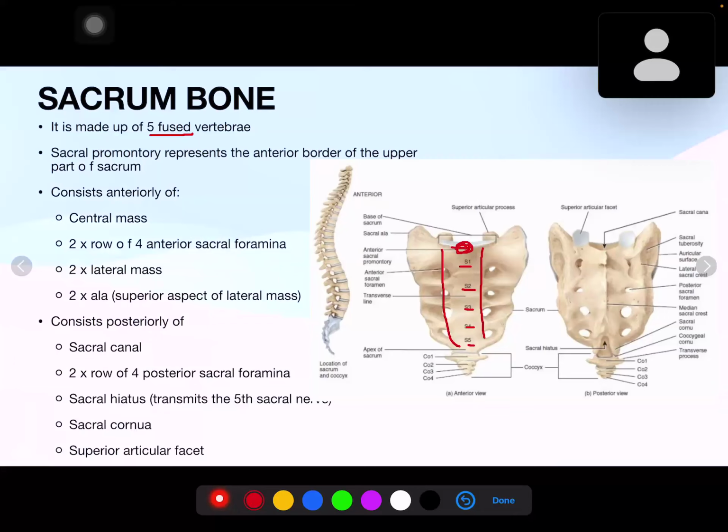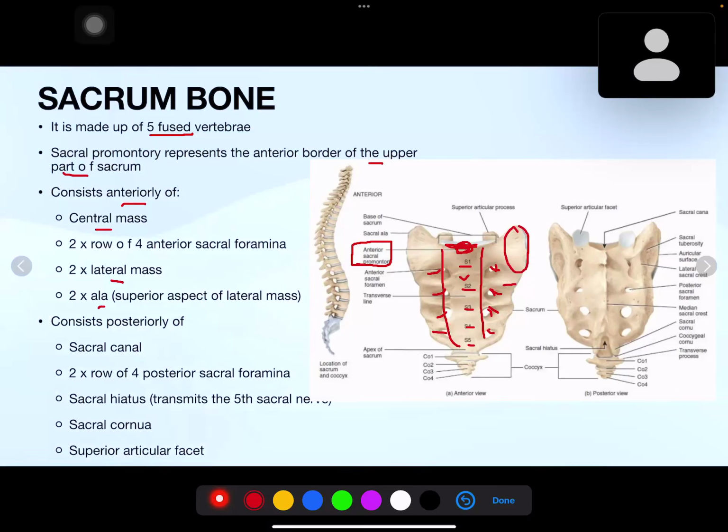It represents the anterior border of the upper part of the sacrum, and this is a very important landmark for obstetric purposes as well. We'll discuss the purpose of the sacral promontory later on. Anteriorly, the sacral bone consists of a central mass and 2 rows of 4 anterior sacral foramina. These are the foramina through which the sacral nerve roots S1, 2, 3, and 4 appear on both sides.